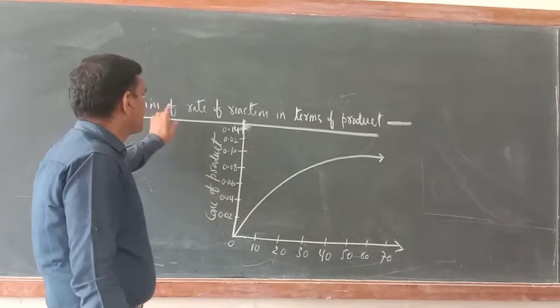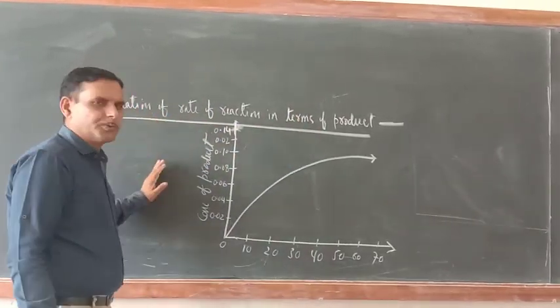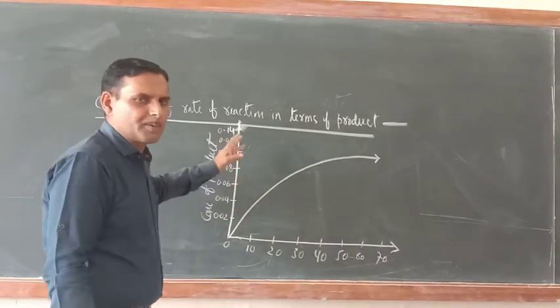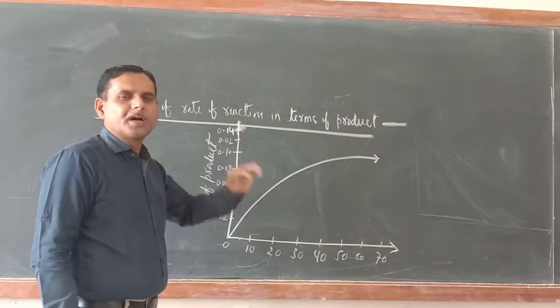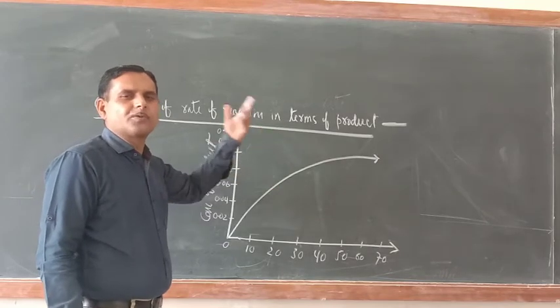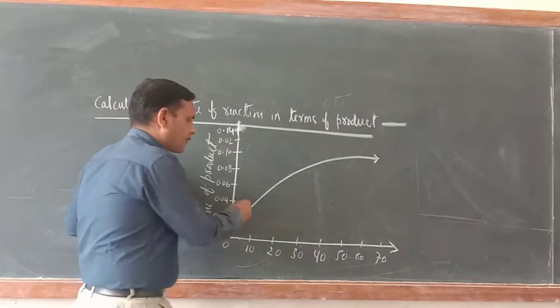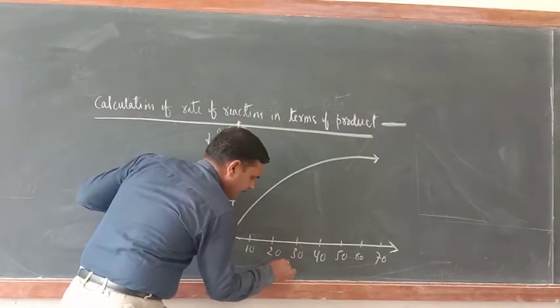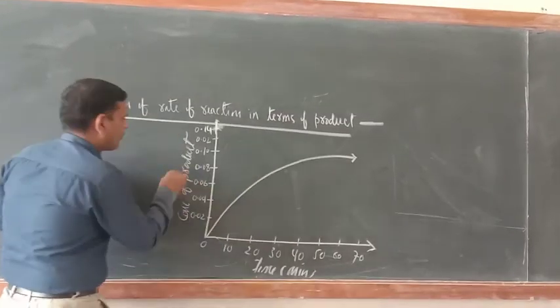Now calculation of rate of reaction in terms of product. So as you know, the graph of reactant and product is different. In terms of reactant, I have already covered how to calculate the average rate and how to calculate the instantaneous rate. Now this is the graph of product. This side what is there? Time in minutes. This side what is there?